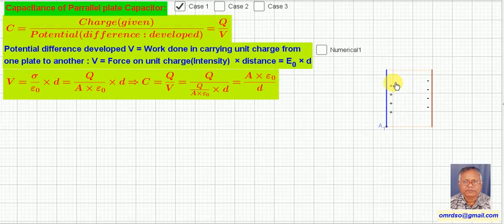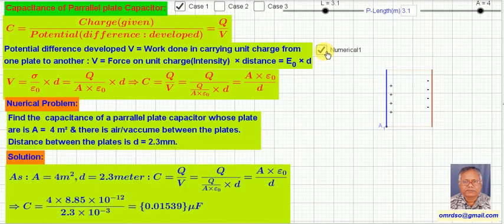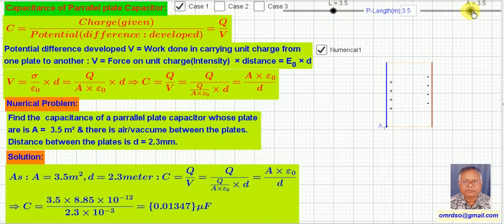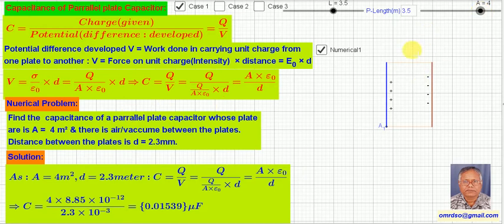Alright. Now let us do some numerical based on it. Numerical. What I have done, I have taken the length of the plates. You can increase or decrease it if you want. And the area of the plate is 4. If you want, you can reduce it, whatever it is. So I am taking the area as 4 square meter. So by selecting these two, what type of problem has been generated, that I have mentioned here. Find the capacitance of a parallel plate capacitor whose plate area is 4 meter square and there is air or vacuum between the plates. Distance between the plates is 2.3 mm.